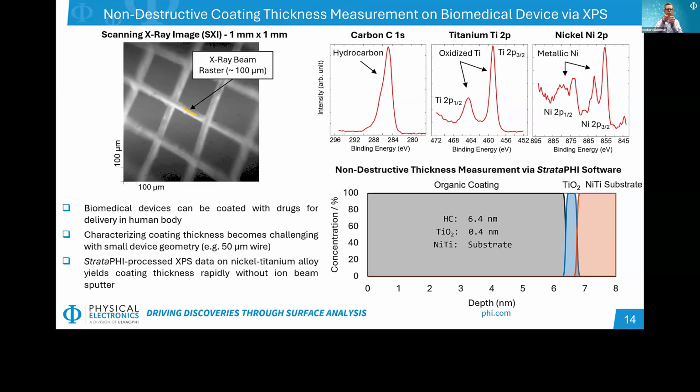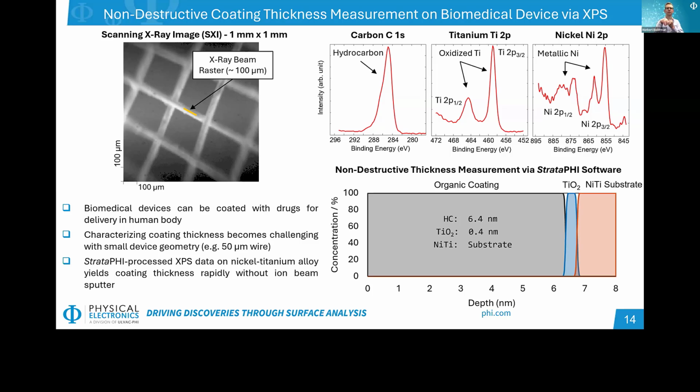Because of the limited area of the analysis, with such a small sample geometry, we have a few analysis techniques, including ellipsometry, as well as a cross-section using electron microscopy. The challenge included the sample destruction during the analysis, as well as complicated data analysis after the acquisition. So we at PHI have intentionally simplified the data analysis process using Stratify. So that coating thickness could be determined right away with XPS and the use of Stratify.